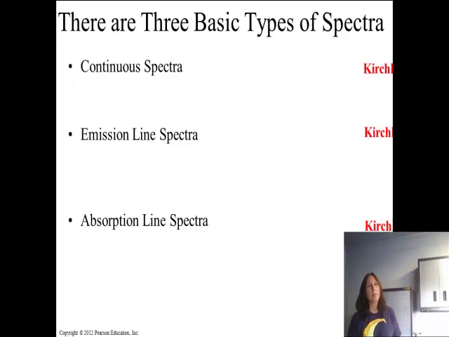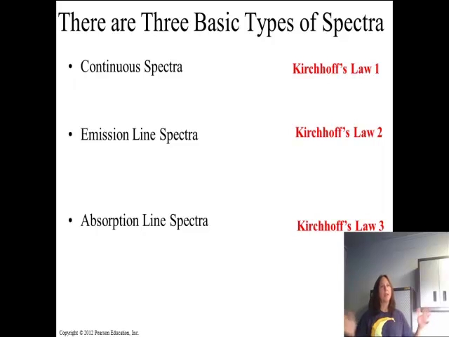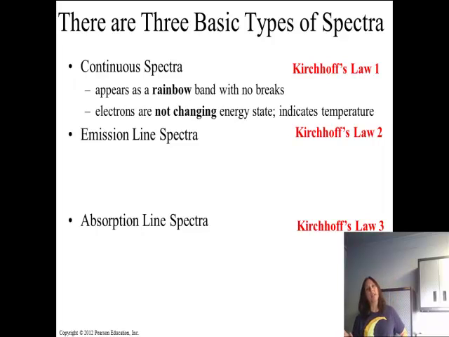Kirchhoff came up with three laws. These all have to do with electrons. What are electrons doing? Kirchhoff's first law gives us what's called a continuous spectrum. I kid that it's the most boring type of spectrum. We're going to talk about it in the next section: it has no lines, no blips to show me what electrons are doing, but I can use this continuous spectrum to know what the temperature of an object is. Isn't that fun? You don't have to visit the star, we can look at its continuous spectrum.